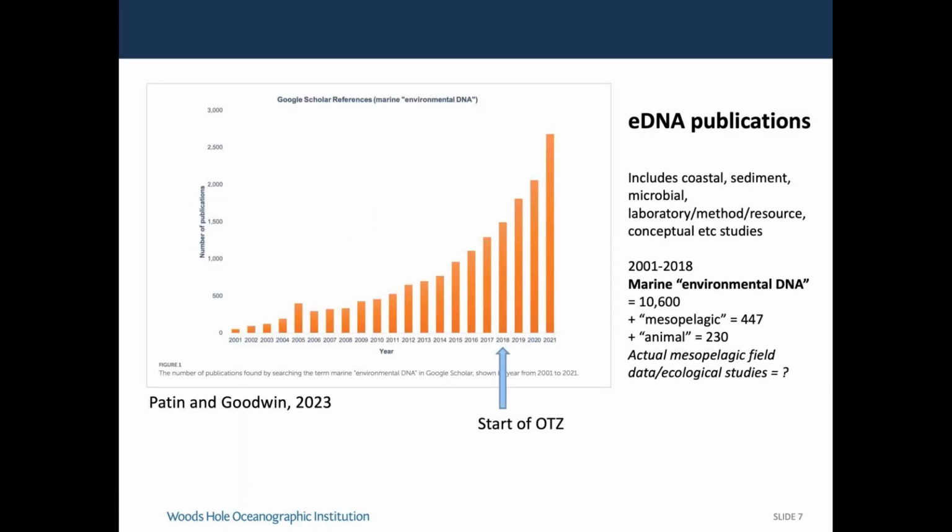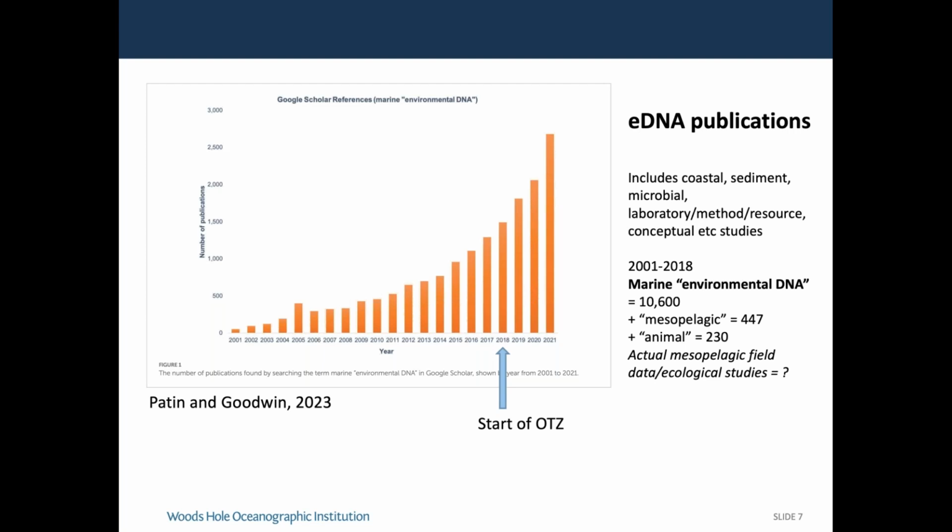So that's the workflow. Now, eDNA for animals is still a relatively new approach in the ocean, and particularly so for the deep sea. And so this is a figure here from a recent review by Patton and Goodwin that shows Google Scholar citations for marine environmental DNA. I pointed out the year of the start of our OTZ project, and you can see that the publications are increasing rapidly.